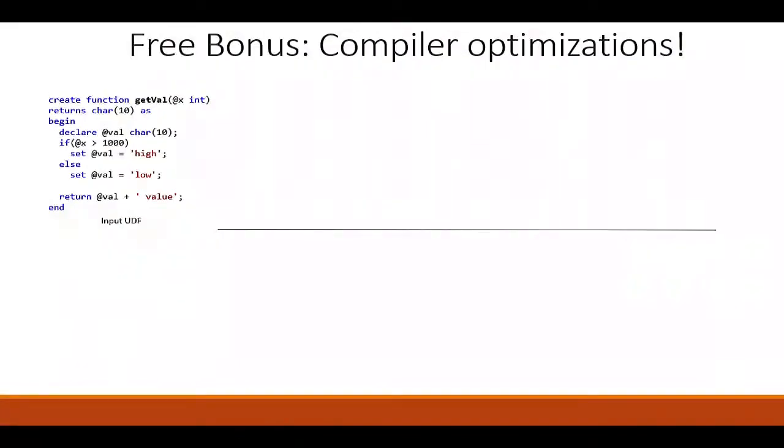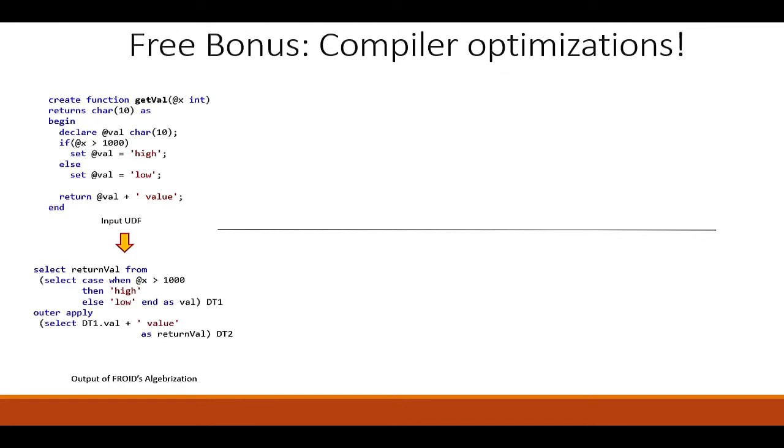Here is an example, a type function which accepts an integer, and then using some threshold, it's basically just setting a variable value to high or low, and then doing a string concatenation to return the value. This is just a simple example. This is what Froid does. Given this UDF, it will convert it into an SQL query that looks like this.